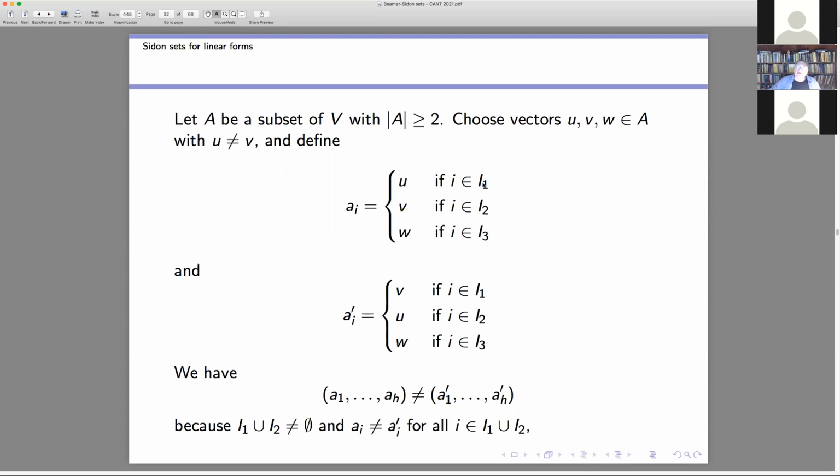For i in the set I1, you let a_i' be u. In the set I2, you let a_i' be v. For i in I2, you reverse it: the a_i are v and the a_i' are u. And for everything else, it's equal to this number w. So these are two distinct h-tuples, because these two sets are nonempty and disjoint.